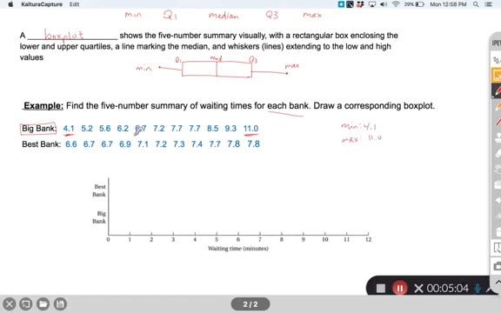And then let's find the median. So this is the exact middle number. So I have 1, 2, 3, 4, 5, 6, 7, 8, 9, 10, 11. So it looks like 7.2 is my exact middle number. So that's my median.